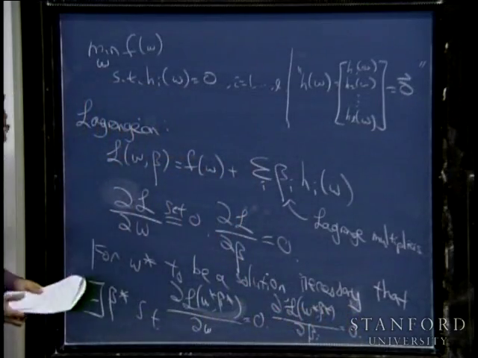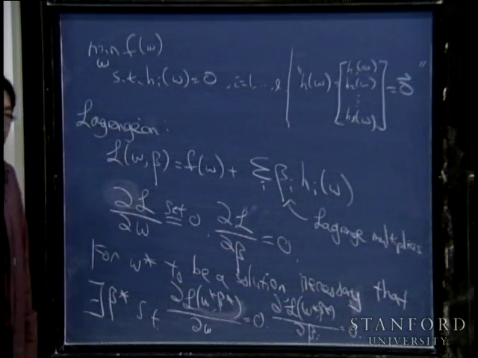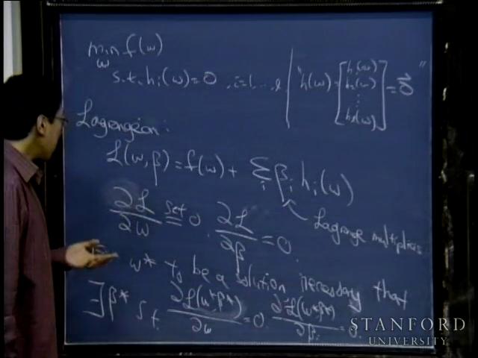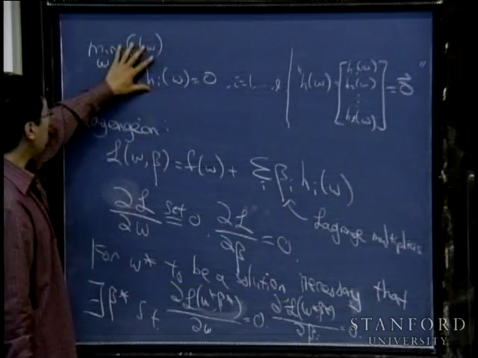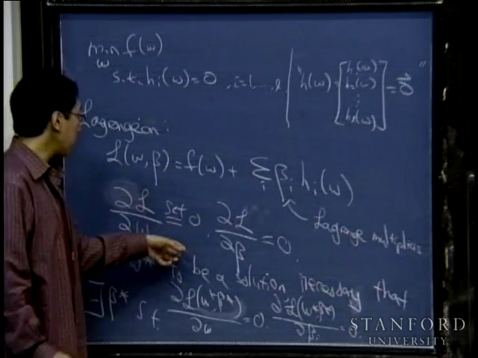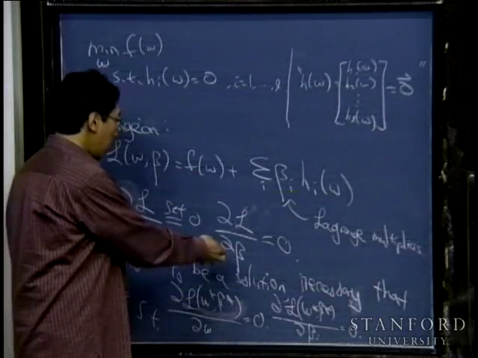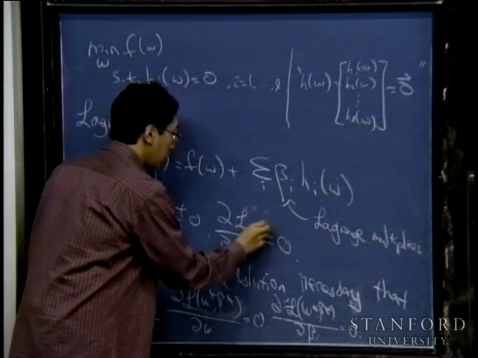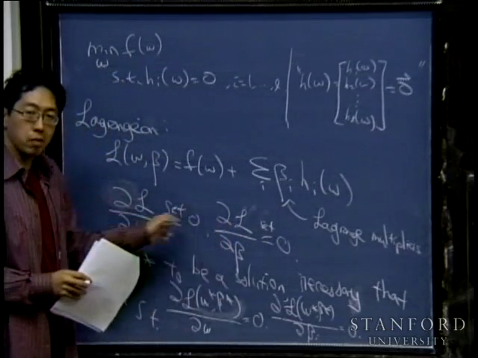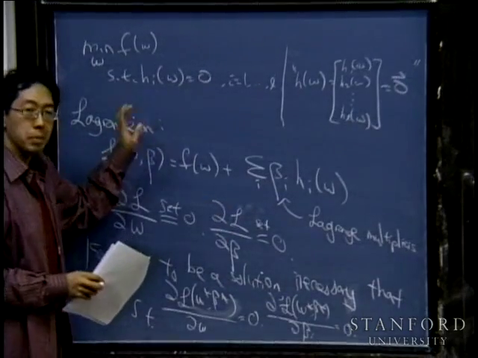such that those partial derivatives are equal to 0. So the method of Lagrange multipliers to solve this problem is: you construct the Lagrangian, take the derivatives with respect to the original parameters w, and with respect to the Lagrange multipliers beta. Set the partial derivatives equal to 0 and solve for all solutions, and then you check each of the solutions to see if it is indeed a minimum.